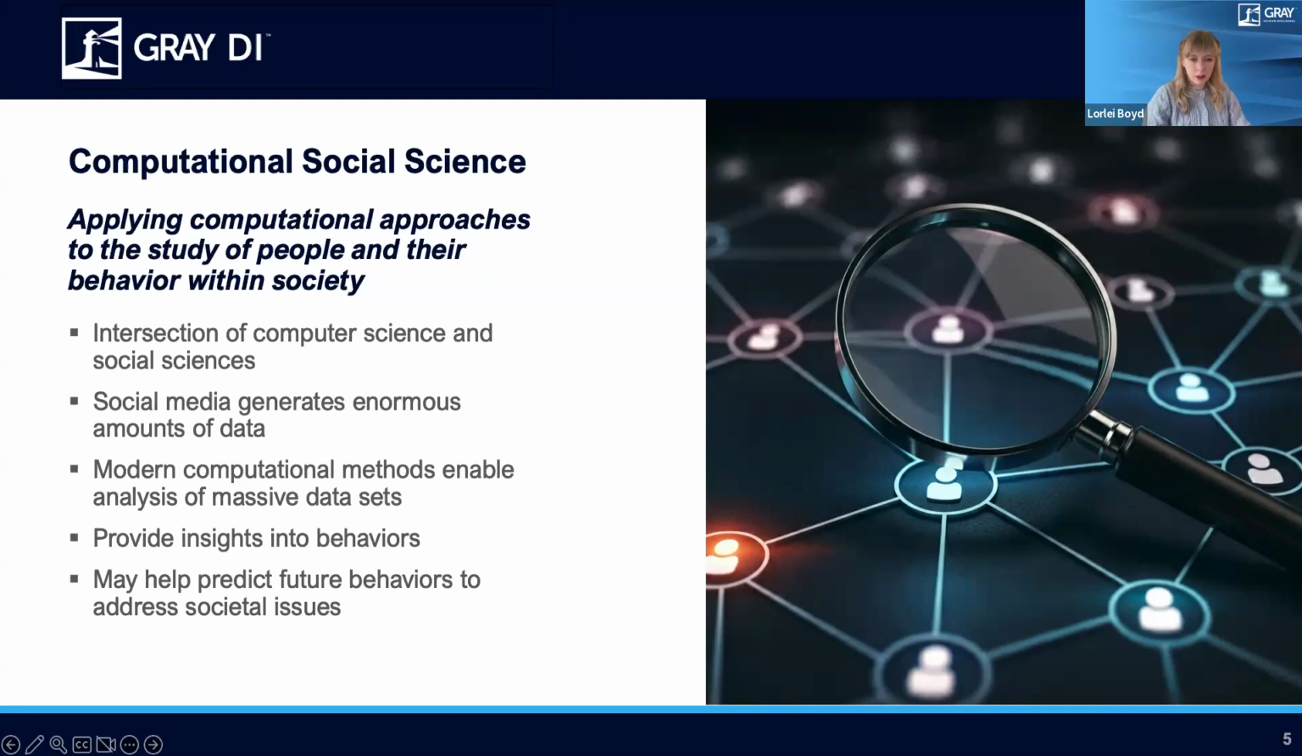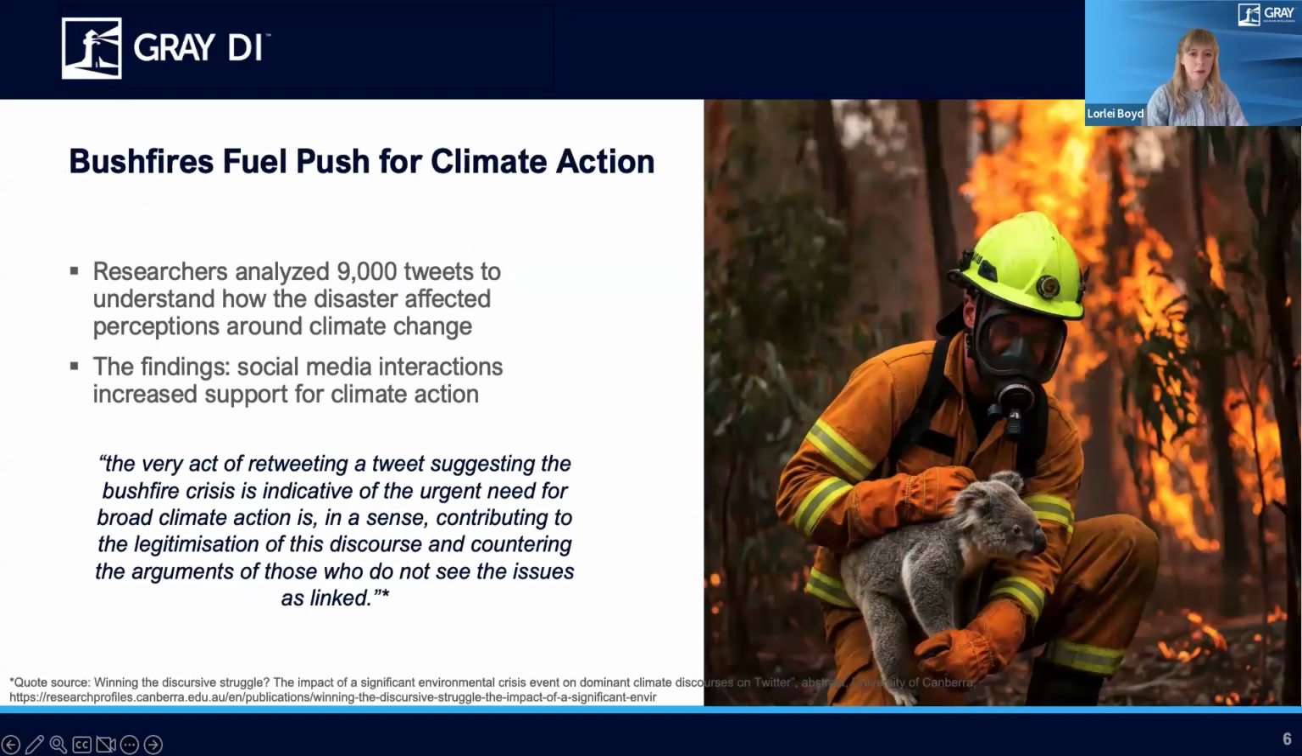So, one example of how CSS is helping us understand the behaviors influenced by social media would be from the summers of 2019-2020, when Australia experienced catastrophic bushfires, burning over 24 million hectares, roughly the size of Oregon, killing 33 people and displacing or killing nearly 3 billion animals. The bushfires attracted a lot of public attention and generated a lot of data on social media.